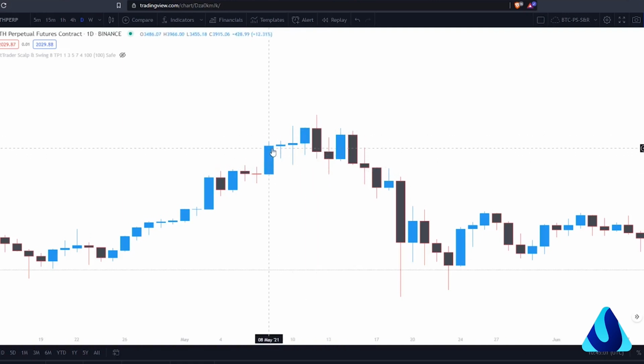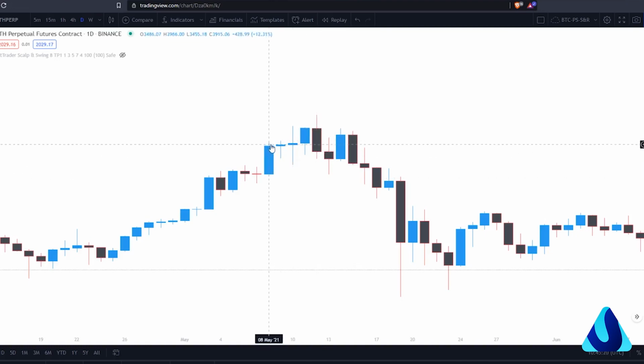So price goes up, we've got a blue candle. Price goes down, we've got a gray with red. And how this works is, on a bullish candle, the open is at the bottom and the close is at the top. Whereas a bearish candle, the open is at the top and the close is at the bottom.